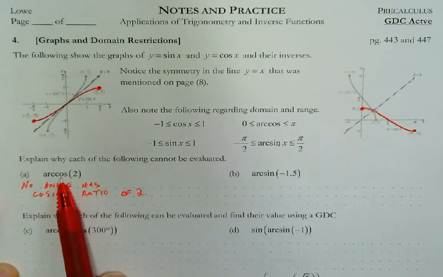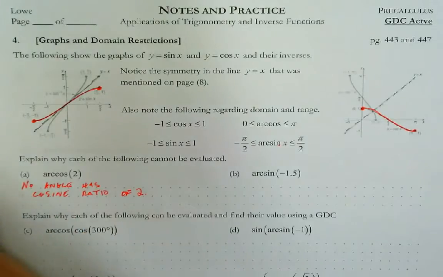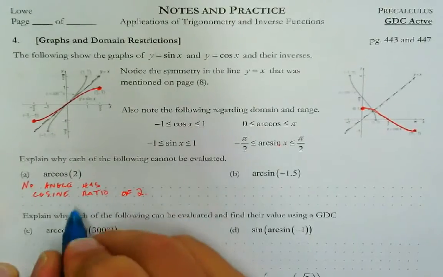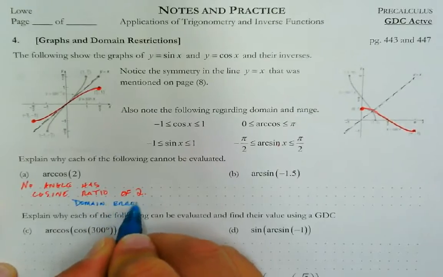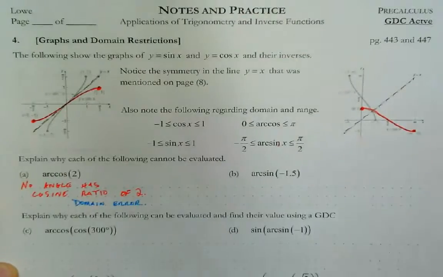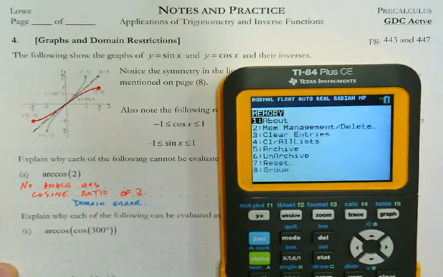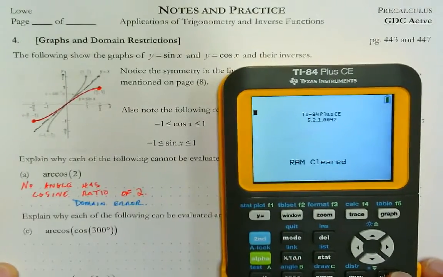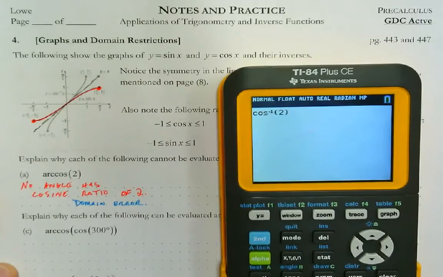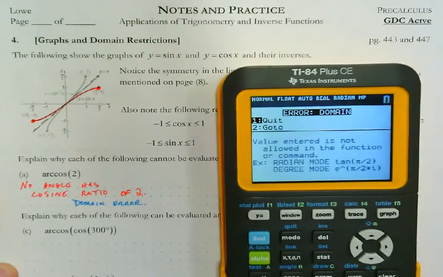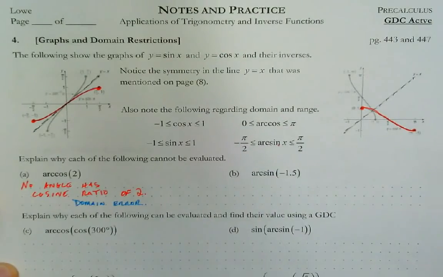I cannot evaluate this. We would say that this is a domain error, right? What does that look like on your calculator, right? Let's clear out these pieces from our calculator, okay? And we say, hey, what is the inverse cosine of 2? Error domain, because no angle has a cosine ratio of 2.